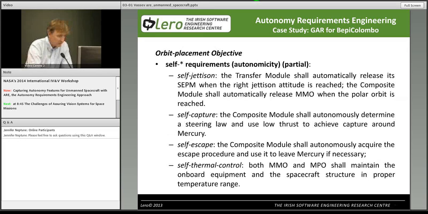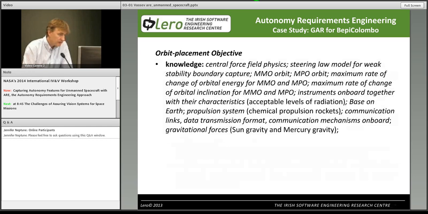and we came up with self-requirements. For example, for the orbit placement objective, self-jettison is a self-requirement, self-capture is another, self-escape, self-thermal control. Let's see one of these, like self-capture. As you see, it's in plain English: the composite module shall autonomously determine a steering law and use it to achieve capture around Mercury. So these are the self-objectives that are supposed to assist the orbit placement objective, which is one of the mission goals here.